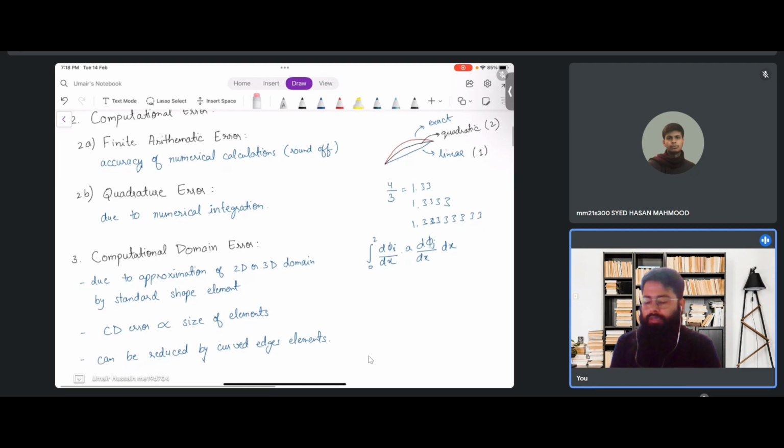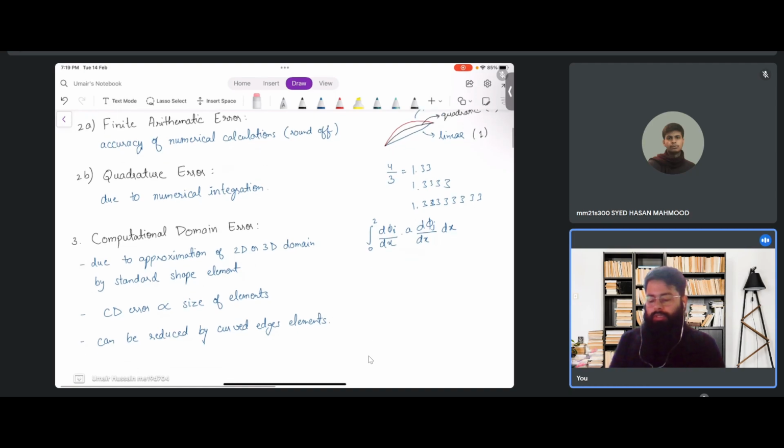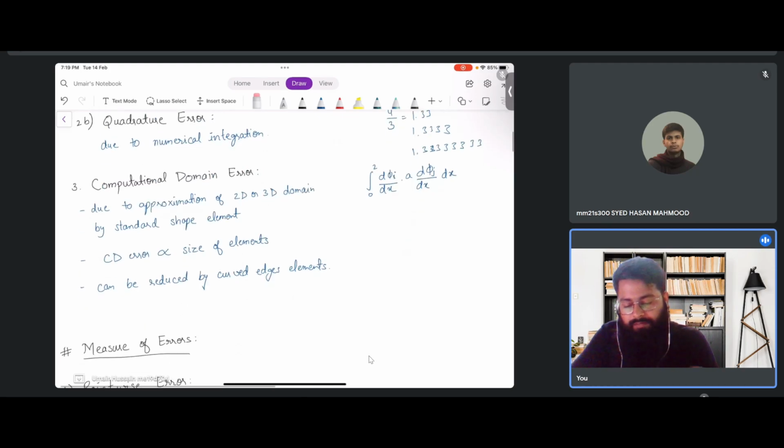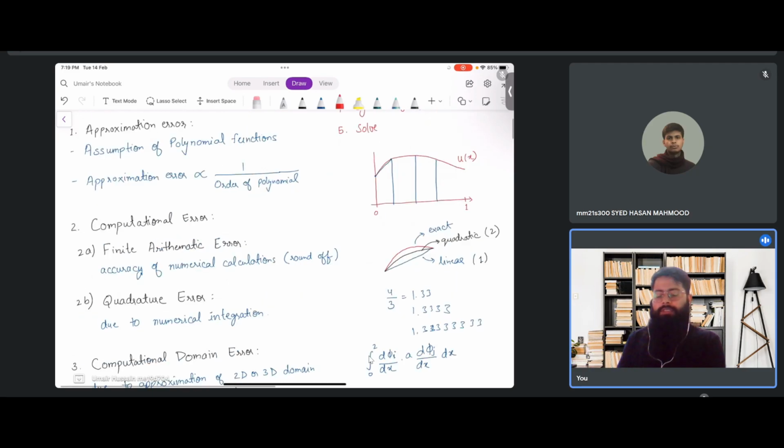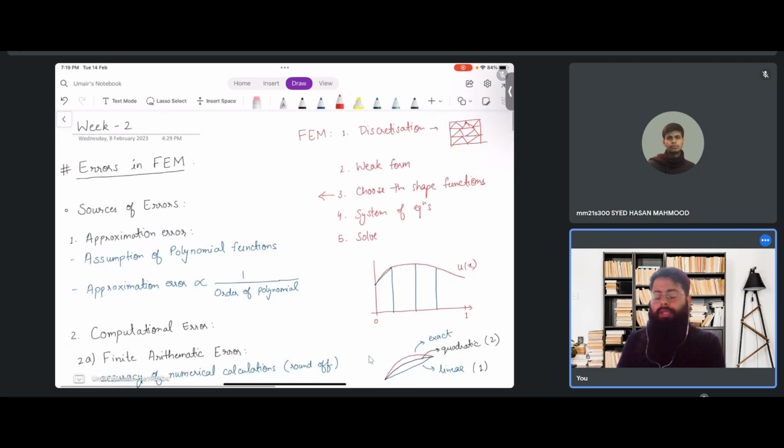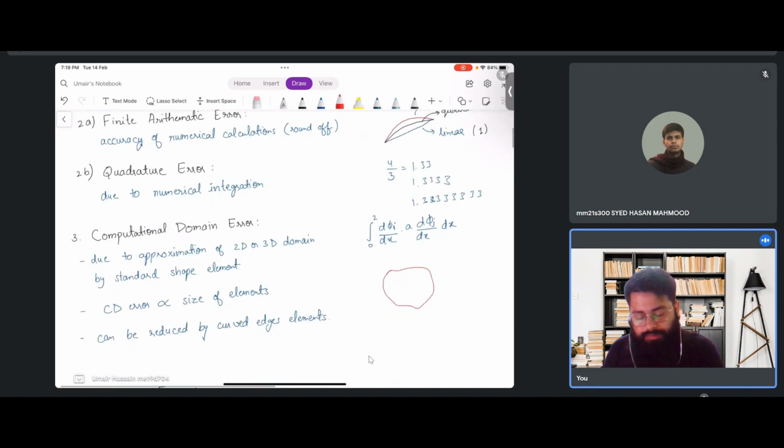Then the third type of error is the computational domain error. If for an FEM problem we have a given domain, and as discussed, the first step in FEM is discretization, we break our given domain into smaller elements like this.